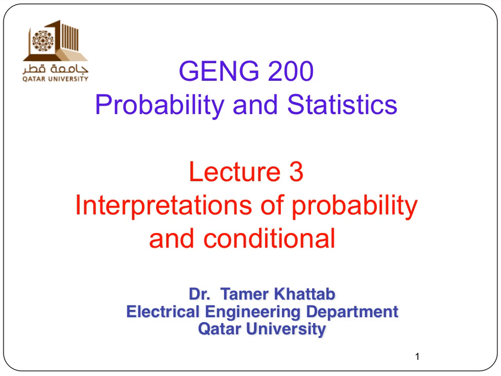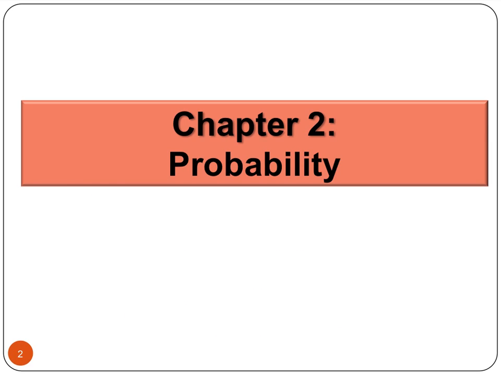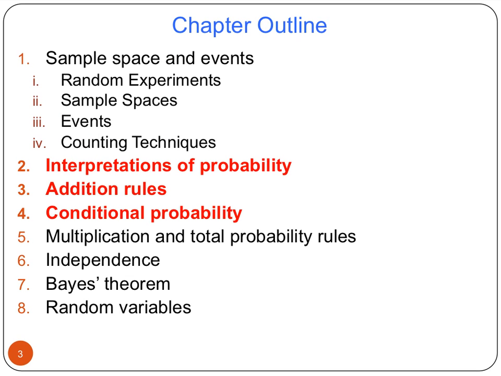In this lecture, we are going to discuss now the concept of probability. So what's the meaning of a probability? And then we will discuss a special type of probability, which is the conditional probability. The material is still part of chapter 2 of your textbook, and these are the topics that we are going to discuss.